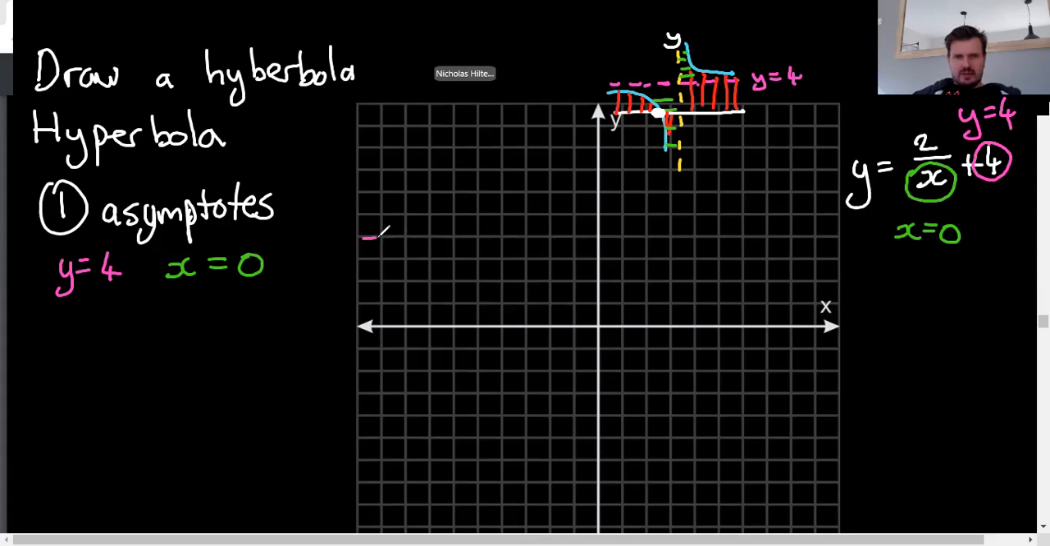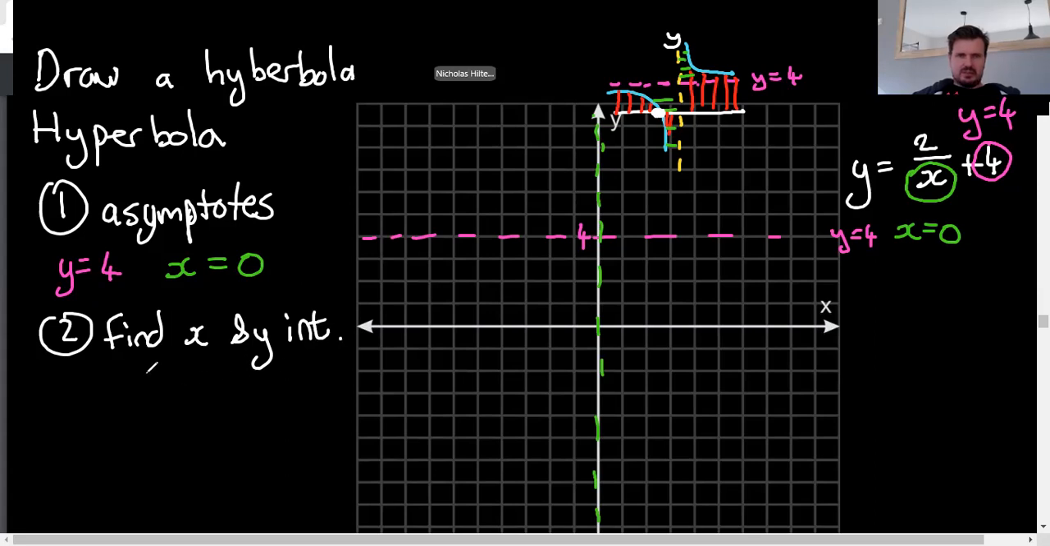Okay, so there's our one asymptote here at y equals 4. And your other asymptote was x equals 0 over here, that's along here. Okay, happy with that? Yes. Now, when you have this, you can actually draw it. Technically, you could just draw it, but I want to do the second step algebraically, which is to find your x and y intercepts.